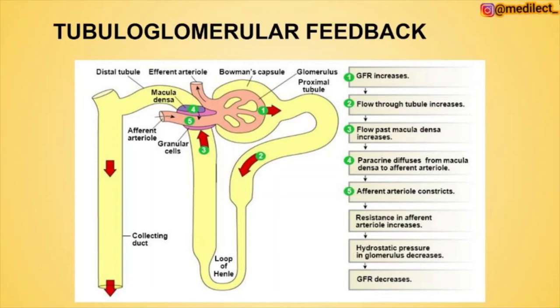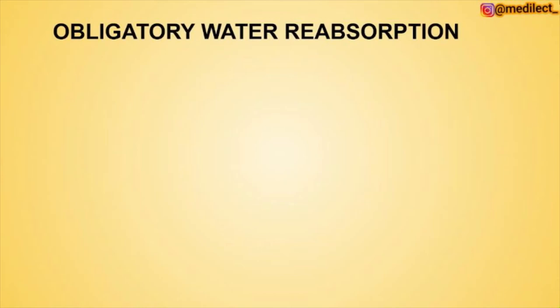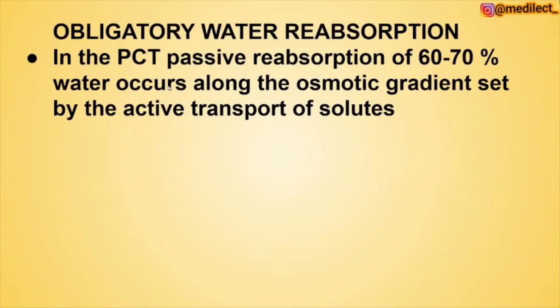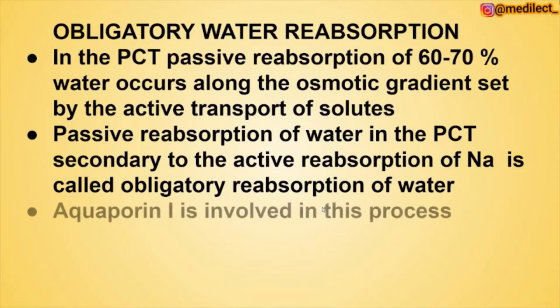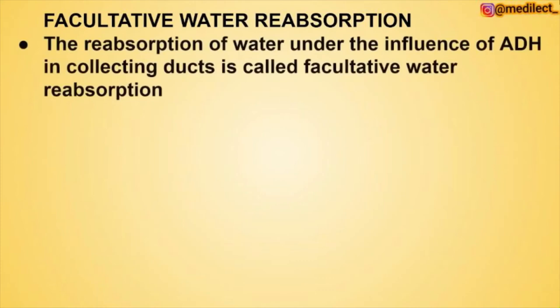Now next is the obligatory water reabsorption. In the proximal convoluted tubules, the passive reabsorption of 60-70% of the water occurs along the osmotic gradient set by the active transport of the solutes. Passive reabsorption of the water in the PCT secondary to the active reabsorption of sodium is called the obligatory reabsorption of the water. Aquaporin 1 over here is mainly involved. Now next is the facultative water reabsorption. We discussed this previously also. It is the reabsorption of the water under the influence of ADH in the collecting ducts, and it is done according to the need of the body.